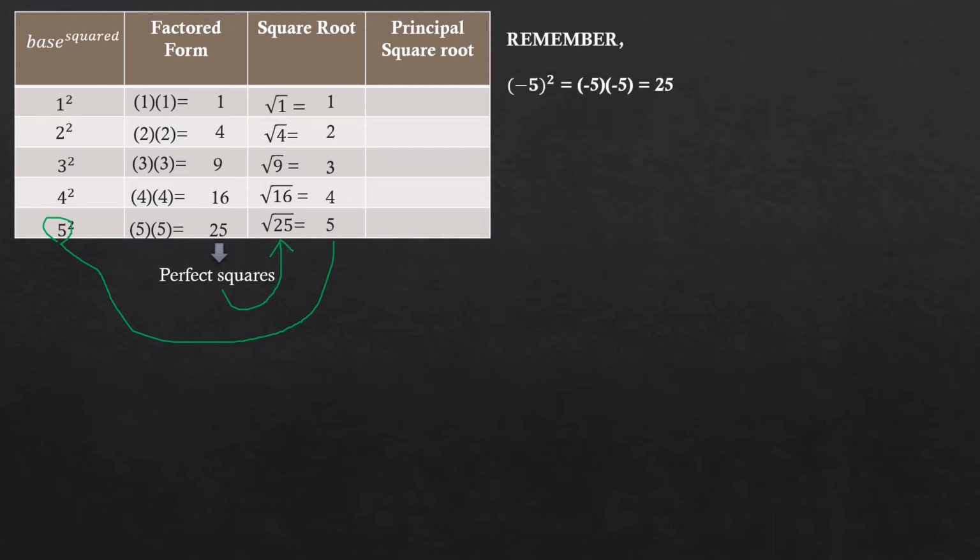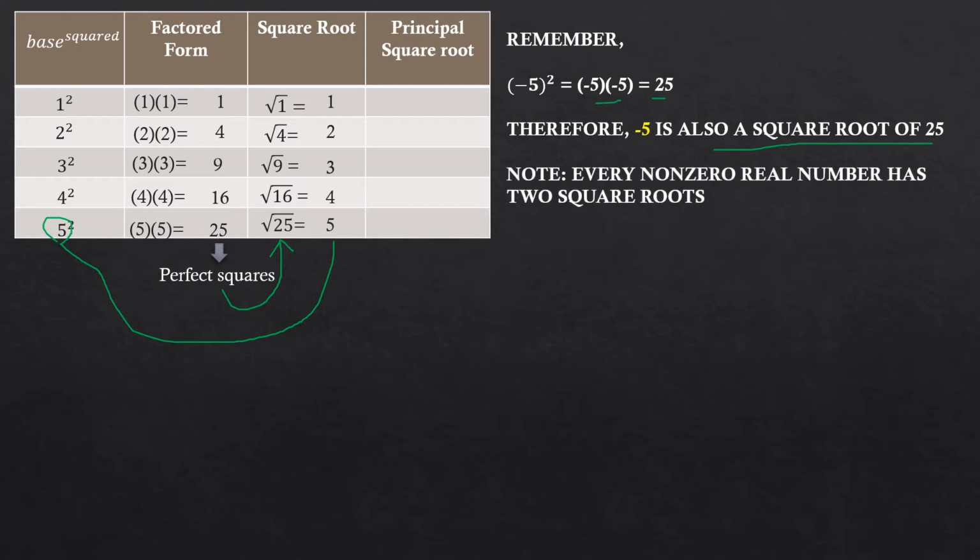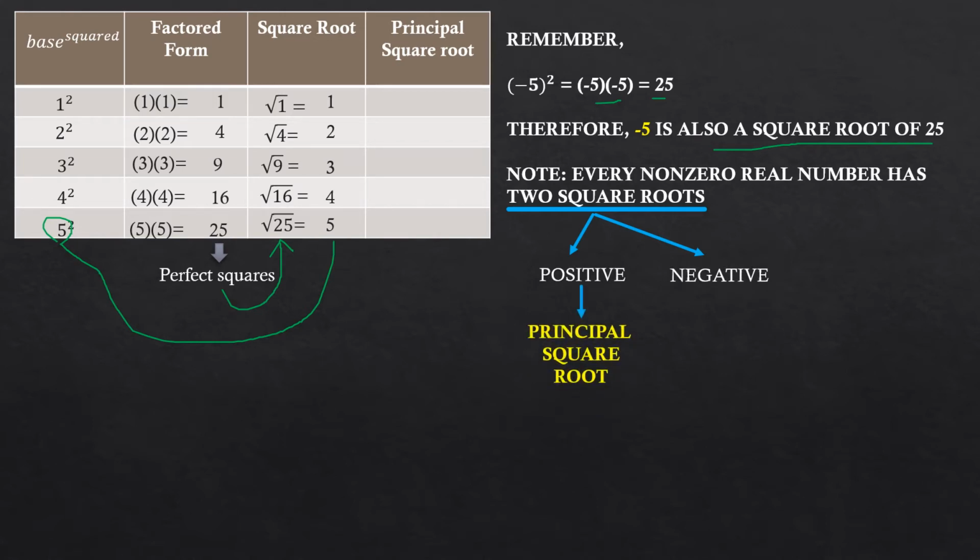Next, I want you to remember that negative 5 squared is equal to negative 5 times negative 5 equals 25. Therefore, negative 5 is also a square root of 25. That is, every non-zero real number has two square roots, the positive and the negative square root. The principal square root is the positive square root. So if we want to get the principal square root, we have to write the positive square root. So these are the principal square roots.